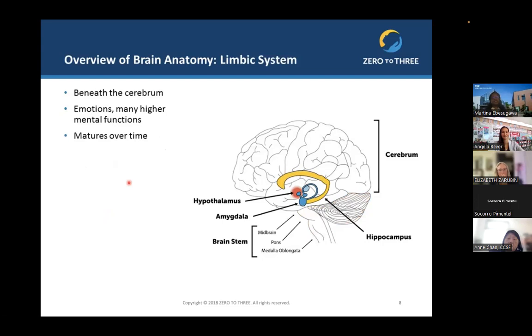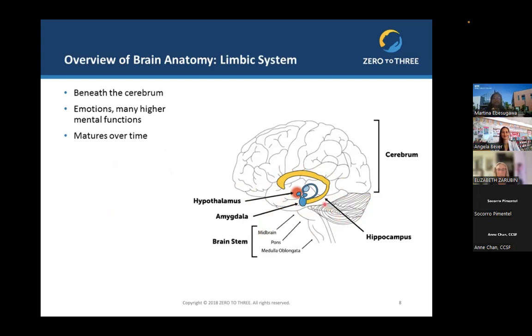One of the things that's really important is the limbic system. This is the area that's beneath the cerebrum, and it really helps us with our emotions and also the many higher functions of our mental abilities. It matures over time, and the areas of the limbic system that are really important are the hypothalamus, which has to do with mood, and we'll be talking a little bit about that; the amygdala, which has to do with emotions; the brainstem; and the hippocampus, which has to do with memories.